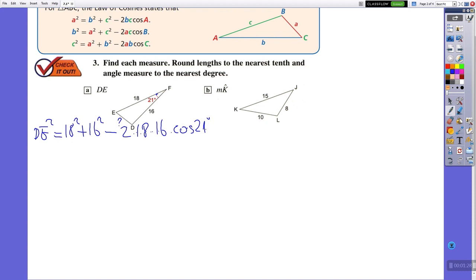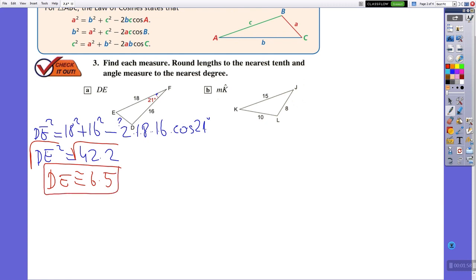So let's use your calculator to compute them. Do not waste your time by doing it by hand. So DE squared will be approximately 42.2. What you need is not DE squared. What you need is DE by itself. So take square root of both sides. DE will be approximately 6.5. So that's the first question. You were asked to find the missing side length and you found it.